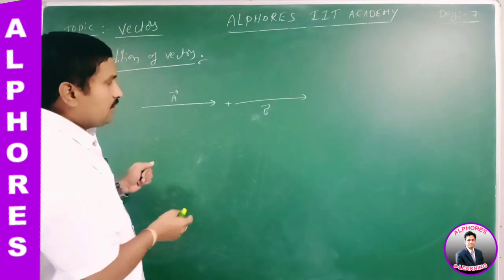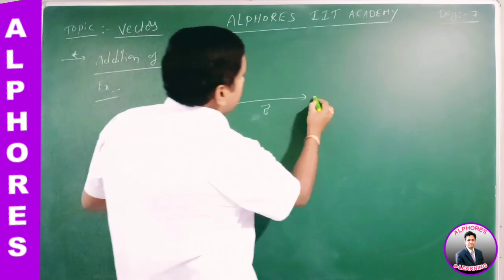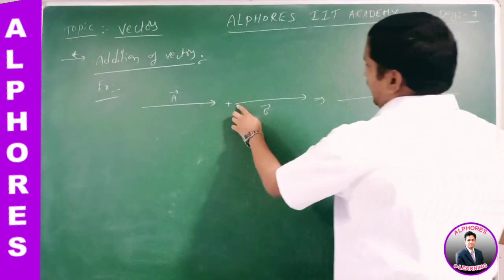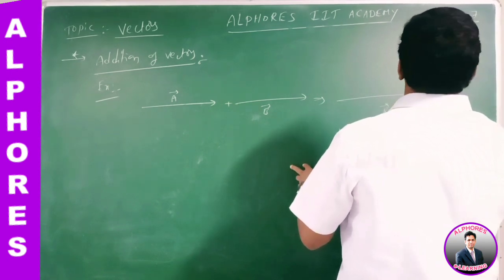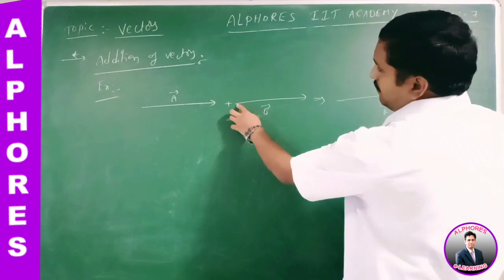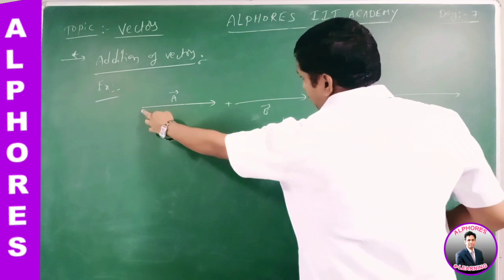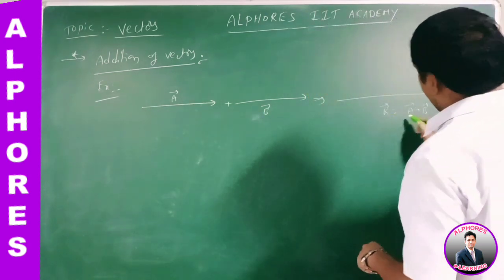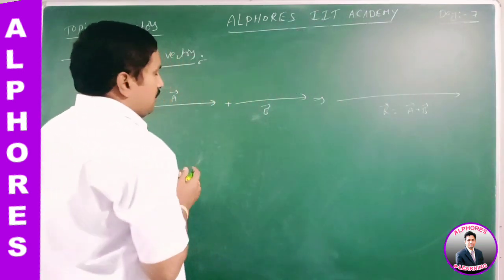How to add them? The tail of B bar is added to the head of A bar. Listen carefully, this tail is connected to A bar, and the resultant R bar is equal to A bar plus B bar. After adding the tail of the second vector to the head of the first vector, I draw a line from the tail of the first vector to the head of the second vector, just like this. So R bar is equal to A bar plus B bar. This is the addition of two parallel or collinear vectors.